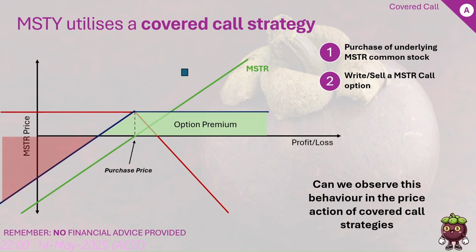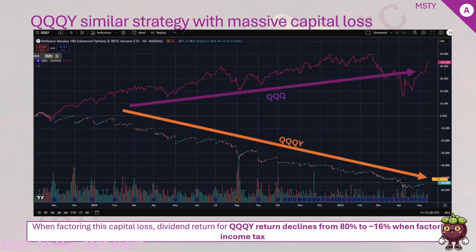And so let's see if we can observe this behavior in the price action of any other covered call strategies that we see. Here we have QQQ and QQQY, which is the NASDAQ index and the NASDAQ index covered call strategy, QQQY. And what we can see is a perfect example of what I've been trying to talk about and communicate to you guys, which is this locking in of all the downside in exchange for a monthly income.